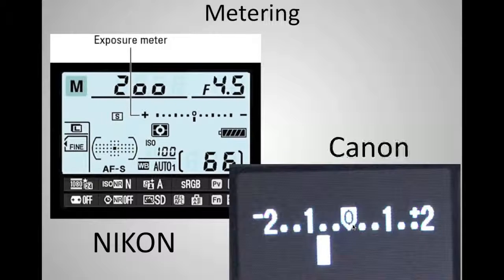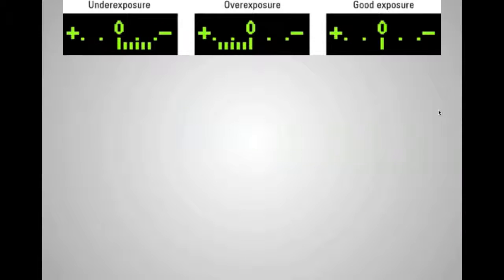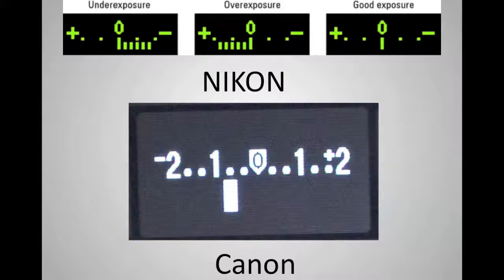Okay, now this is a Canon, so the metering is completely opposite. On a Nikon, if you want to go overexposed, you go left to go to the plus. On a Canon, if you want to go overexposed, you go right to go to the plus. If you have any questions about this in your specific camera, please let me know. The main thing is on these, okay, so here's a Nikon again. That's the Canon.